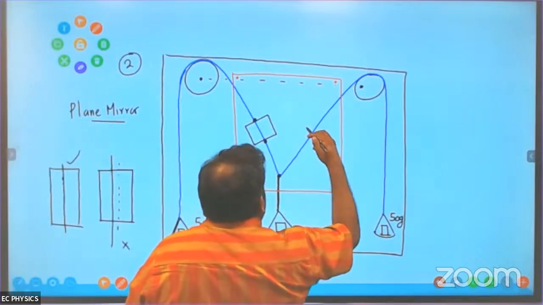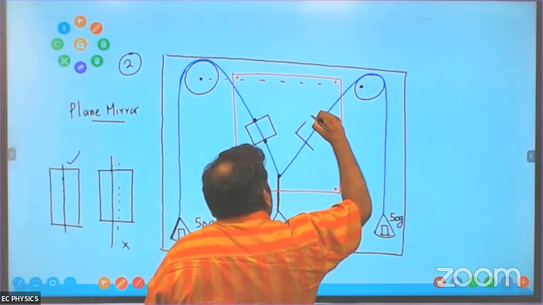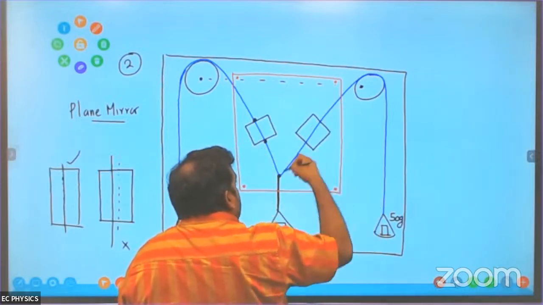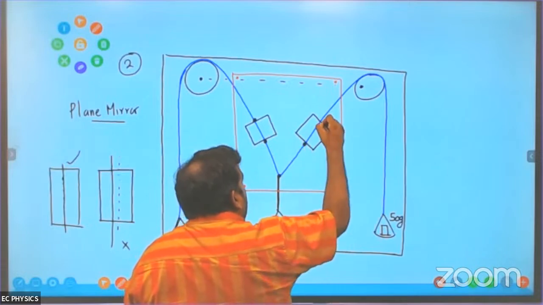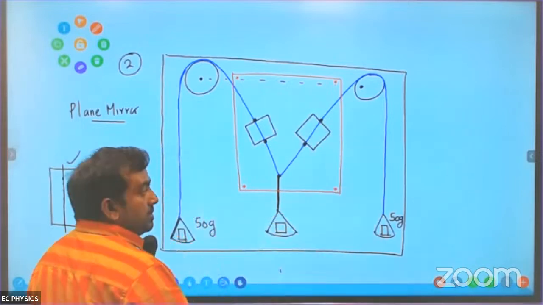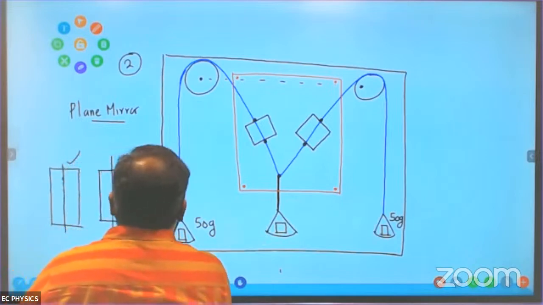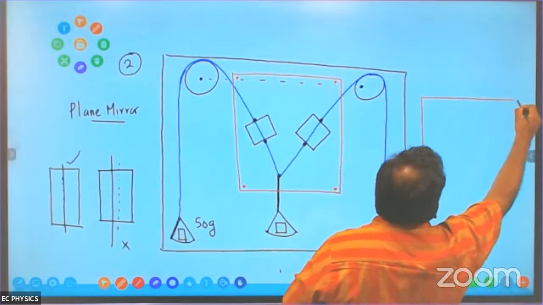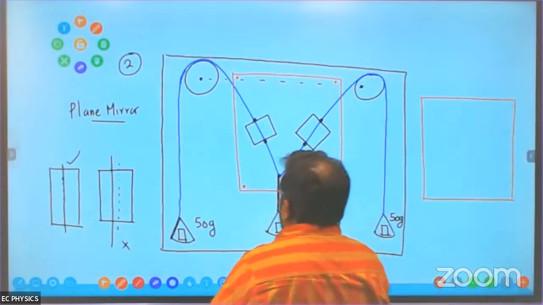Same way, we keep a mirror here. String and the image coincide with each other. We project 2 points on the string. Now, if you take the piece of paper, your piece of paper will be like this.